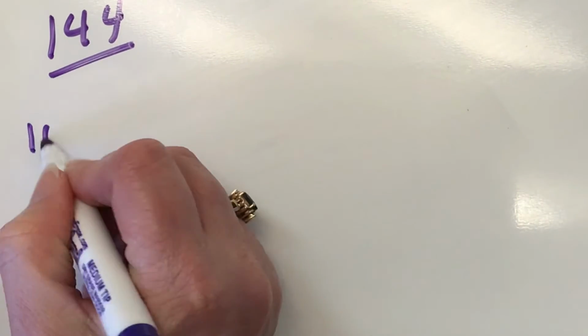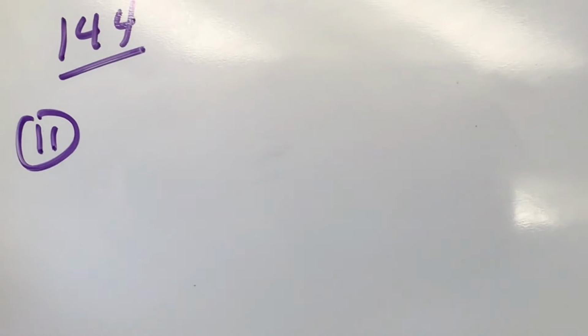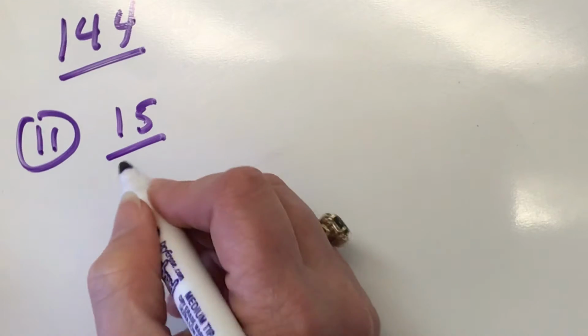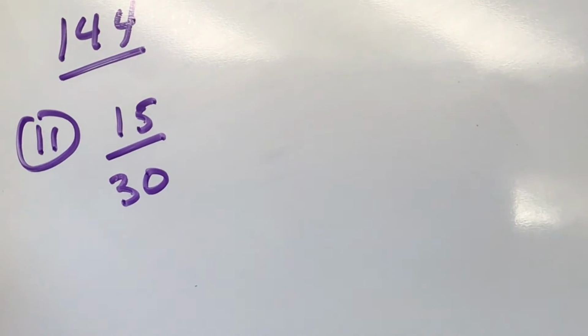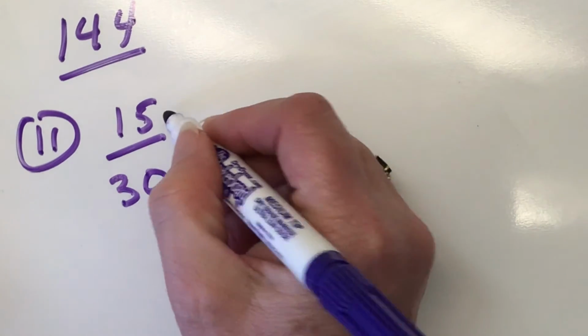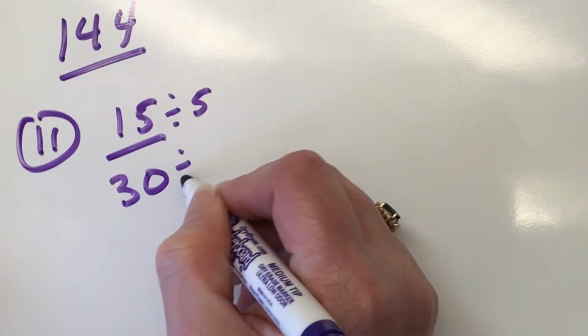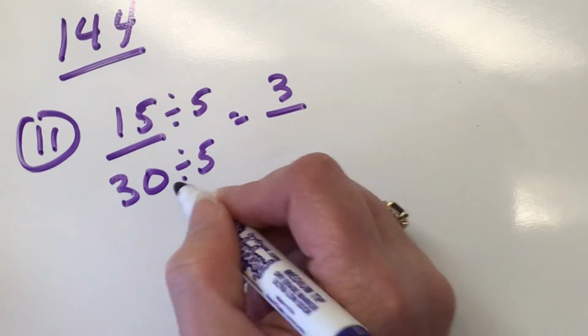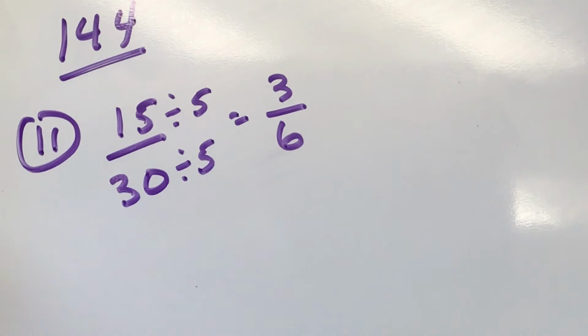Remember, I can get an equivalent fraction by multiplying or dividing the numerator and denominator by the same number. Well, if I look at 15/30, I know that both of those numbers are divisible by 5. So instead of multiplying, I'm going to divide. 15 divided by 5 and 30 divided by 5. 15 divided by 5 is 3. 30 divided by 5 is 6. So 3/6 is an equivalent fraction to 15/30.